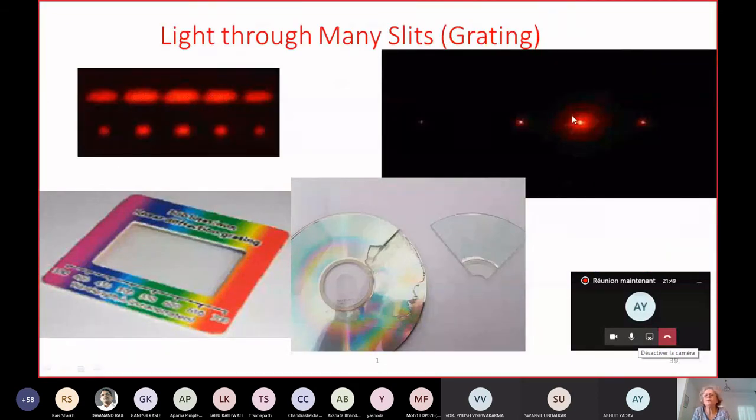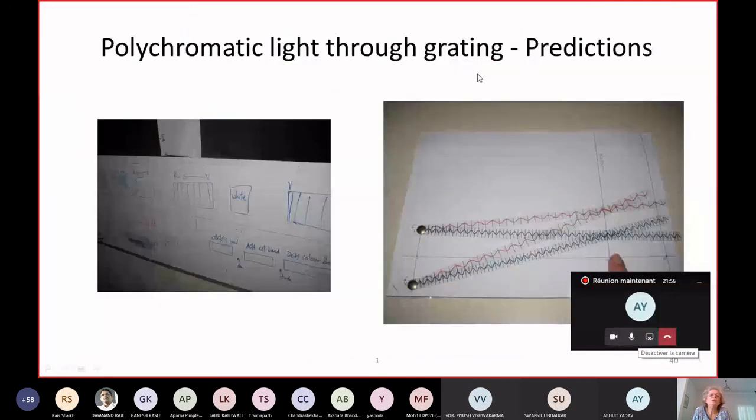What I show you here is what happens with the red laser. The question is what happens when we have a polychromatic light, that is white light, for example. This is one prediction, and with this demonstration, students can see that you will be able to separate the colors with the grating, and you will have the blue closer to the center, and then red, and the same thing happens on the other side.